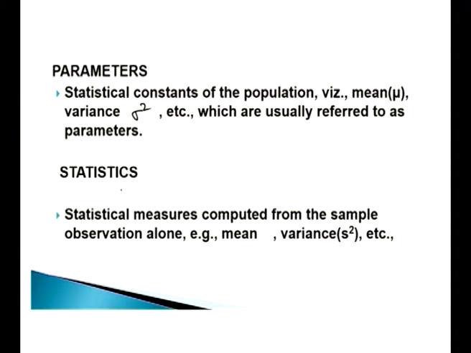Statistics are the statistical measures computed from the sample observations alone, for example mean x bar and variance s square. Just look at the notations. Mu stands for mean and x bar also stands for mean, but mu stands for the population mean and x bar stands for the sample mean. Similarly, variance sigma square is for the population and variance s square is for the sample.